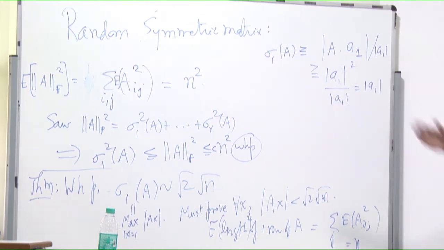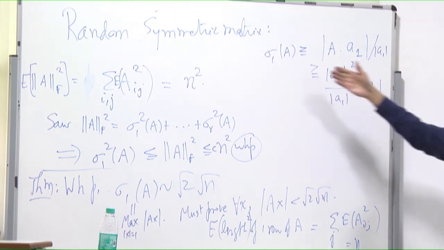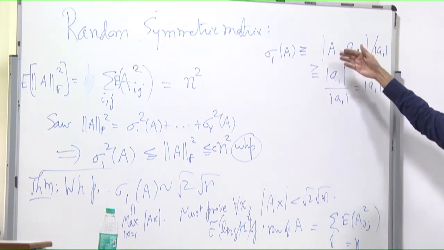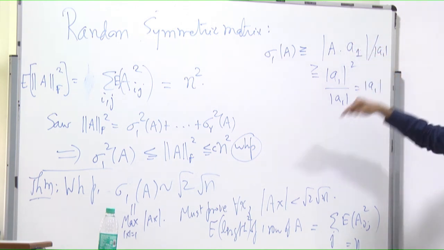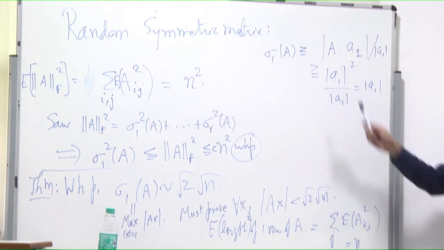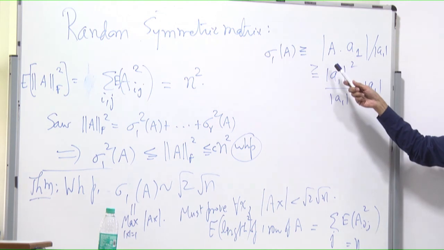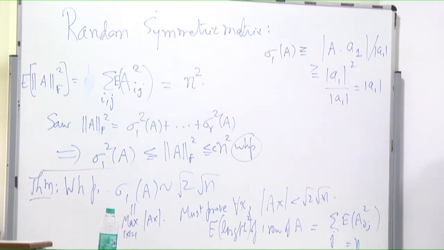So certainly it's true that sigma 1 is trivially greater than or equal to this. I'm even ignoring the contribution of the other rows. The other rows may make a good dot product with A1 too. Okay. So this is telling you that the rows are uncorrelated, right?